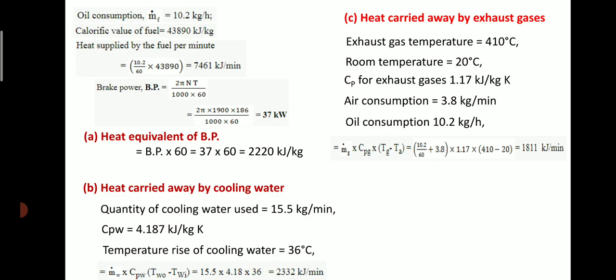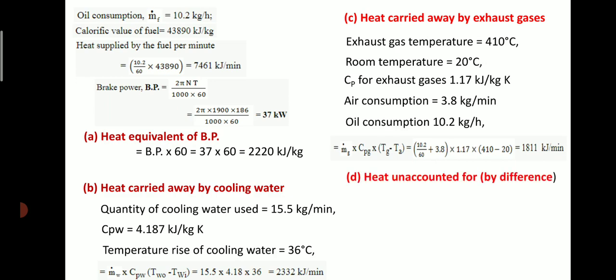So the mass of the gas is 10.2, this is the fuel, the mass of the fuel divided by 60, plus 3.8, which is the air consumption. So in this way we are adding the air consumption. Then specific heat of the gas is 1.17 that we add in this formula. Rise in temperature of the gas is exhaust gas temperature 410 degrees minus room temperature 20 degrees. By putting all these values in this formula, we get the heat carried away by exhaust gas as 1811 kilojoule per minute.